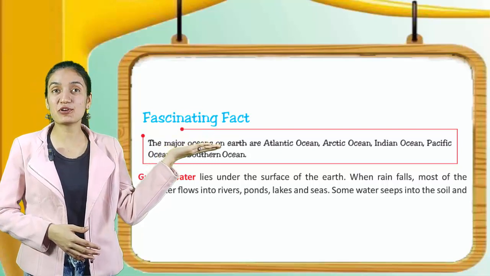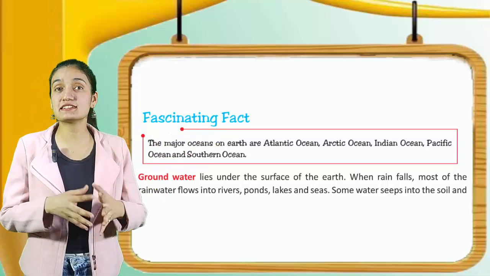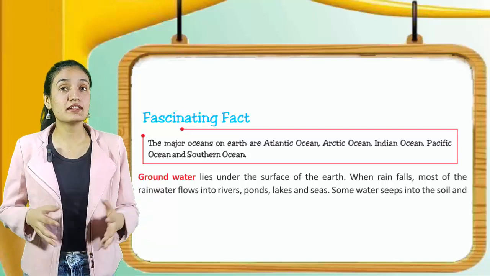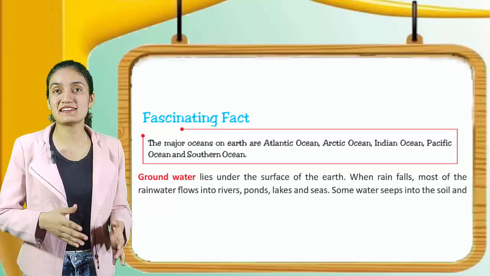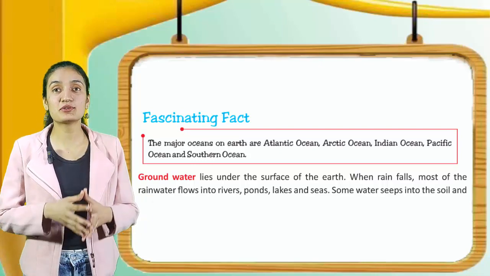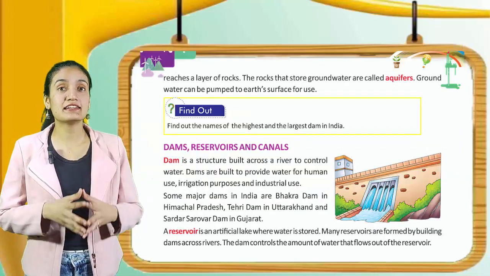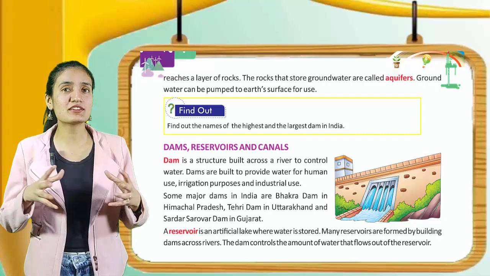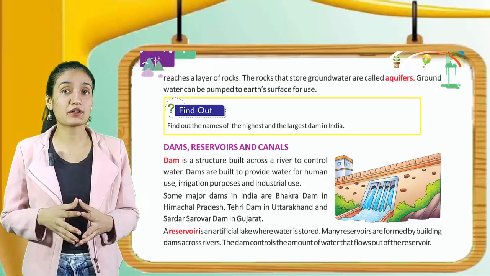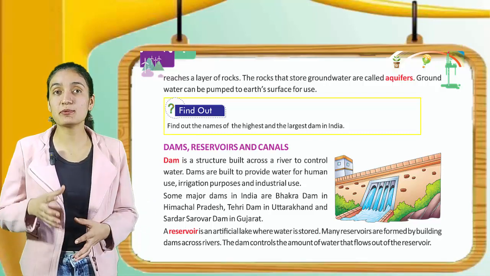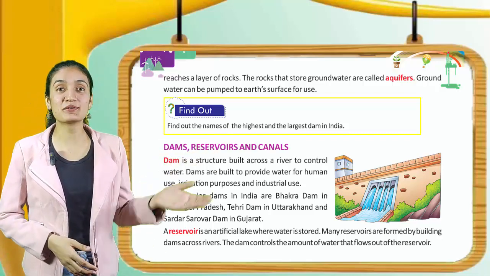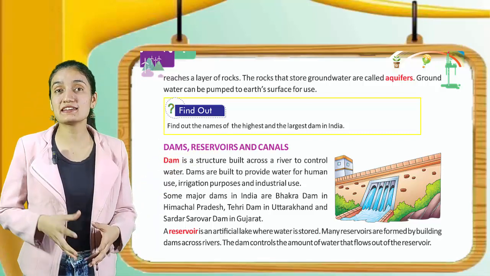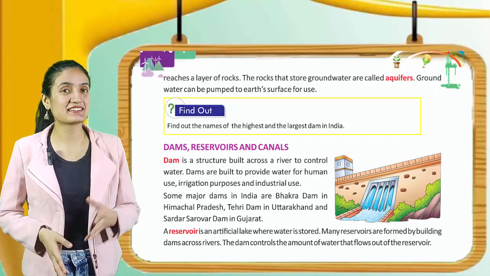Now let's see the groundwater. Groundwater lies under the surface of the earth. When rain falls, most of the rainwater flows into rivers, ponds, lakes and seas. Some water seeps into the soil and reaches a layer of rocks. The rocks that store groundwater are called aquifers. Groundwater can be pumped to earth's surface for use. Now it's time to find out the names of the highest and the largest dam in India.